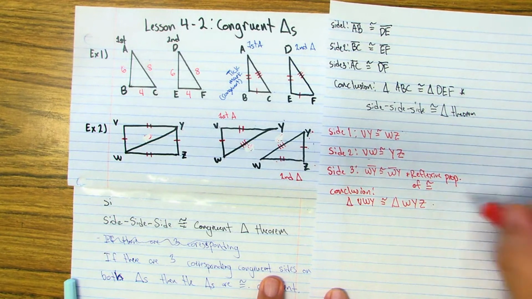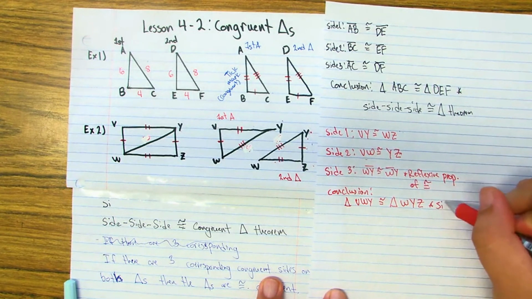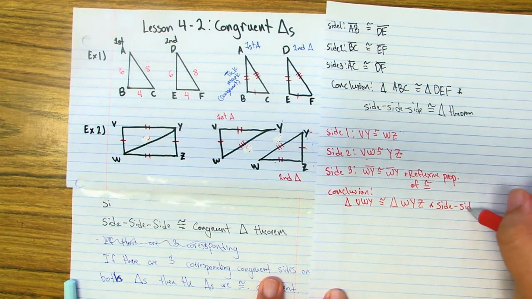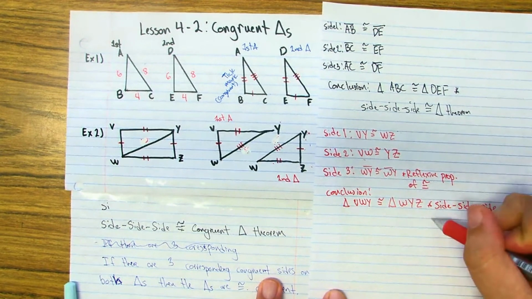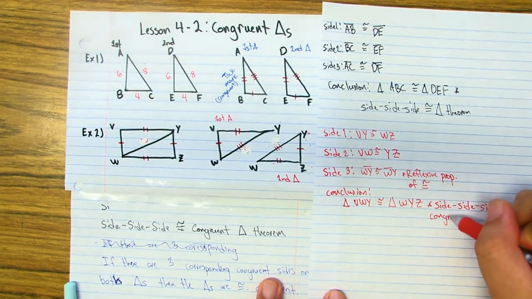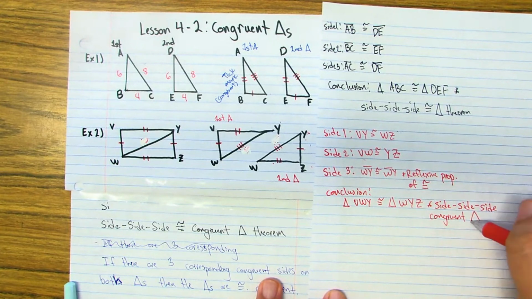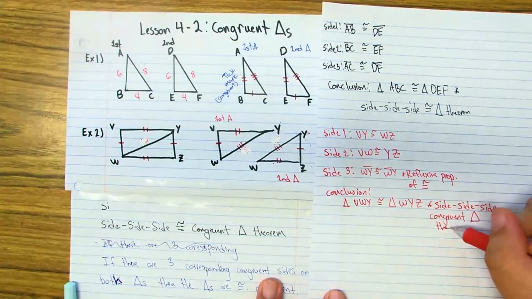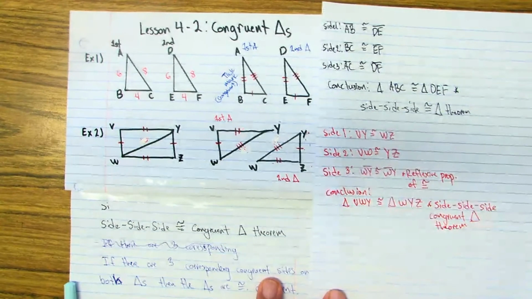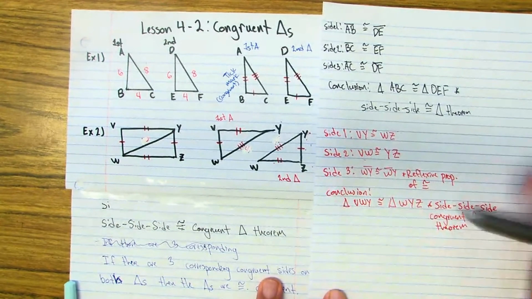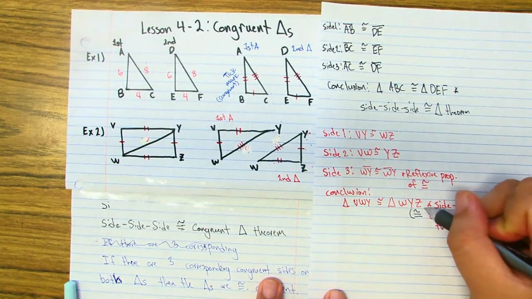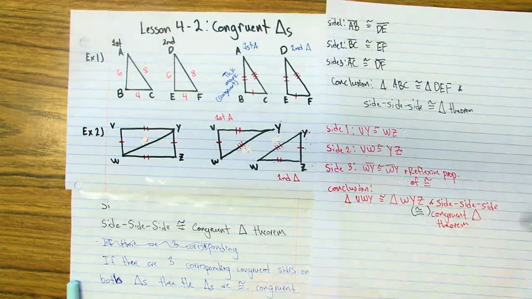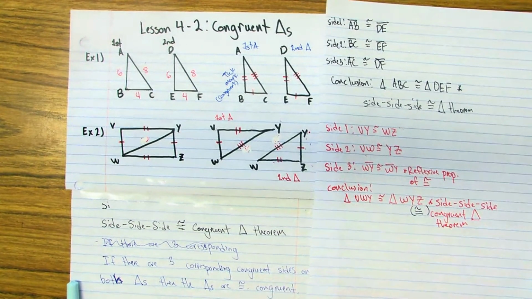We're going to be using the side-side-side congruent triangle theorem. Note that if you don't want to keep writing the word congruent, you can just use a symbol to replace it if you feel more comfortable that way. Side-side-side congruent triangle theorem. Okay. Hope that makes sense.